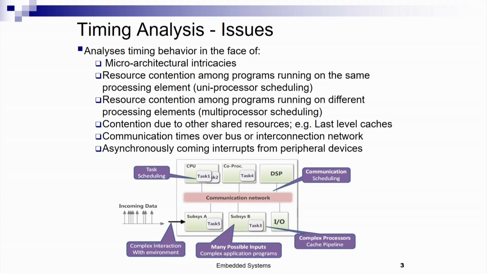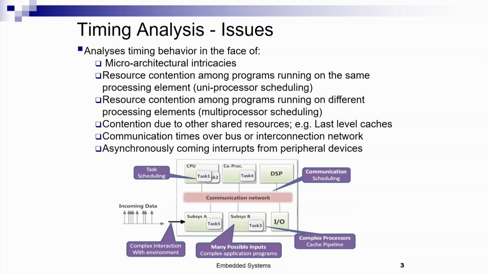Why is obtaining such end-to-end estimates not that easy? Because analysis of timing behavior must be done in the face of microarchitectural intricacies. For example, what is the pipeline structure? If I do not have a pipeline structure, each data component may need, say, k time units. If I have a pipeline structure, finally, I may require only 1 time unit on average to process each data component, for example.